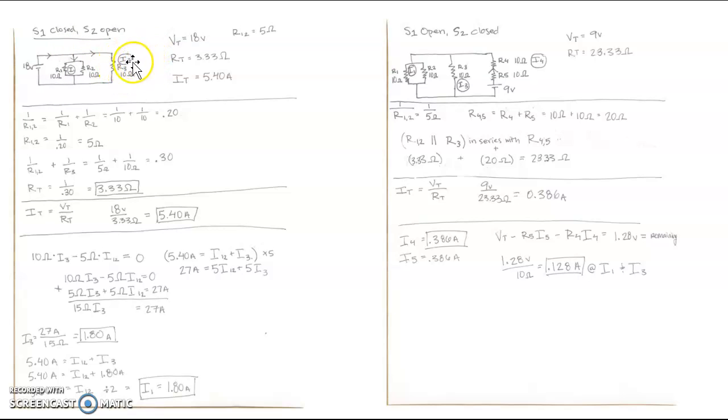So when I want to find the combination of all the resistance, the total resistor, I can do 1 over R12 plus 1 over R3, to get 1 over 5 ohms plus 1 over 10 ohms equals 0.30, and then inverse that again, and 1 over 0.3 is 3.33 ohms.